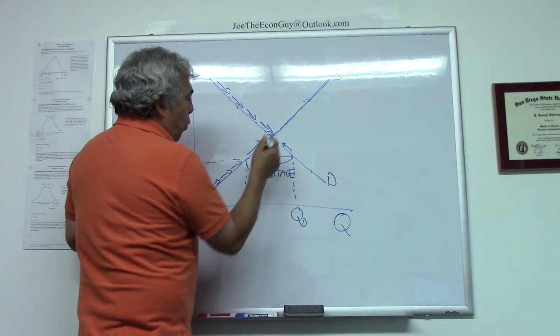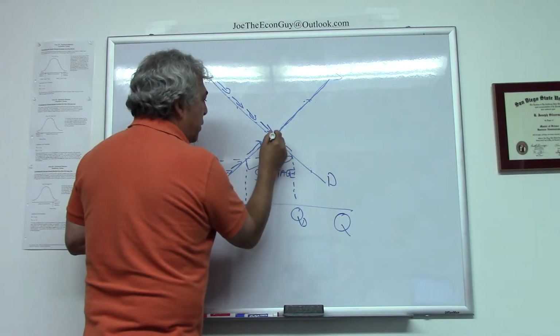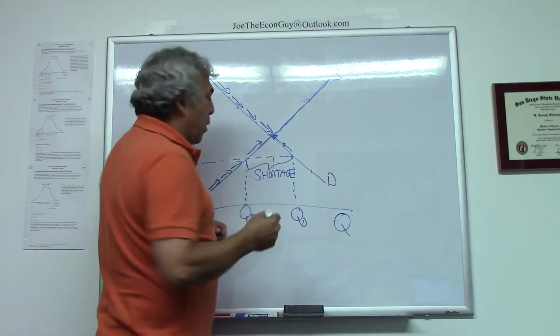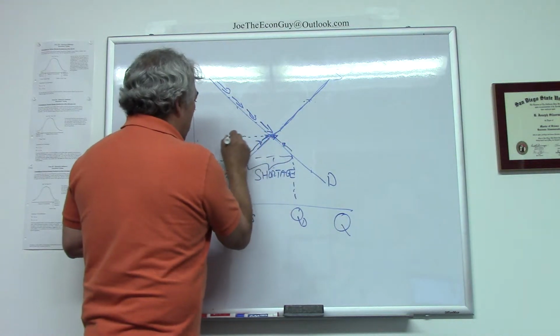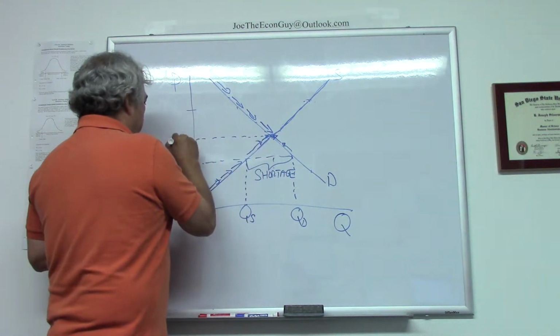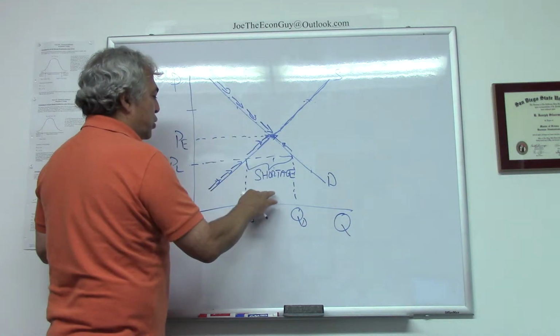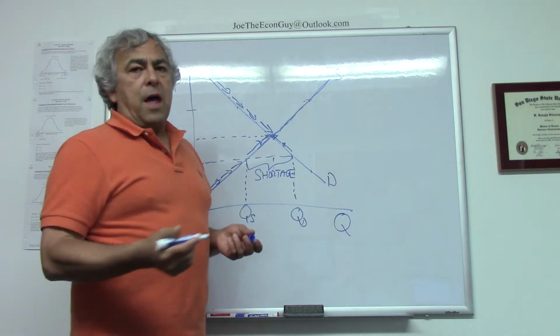Okay, what happens if buyers continue to signal that they're going to pay more? Eventually we'll get to the equilibrium price. We'll get to a price where we no longer have a surplus, or in this case a shortage, and the market has done that all by itself.